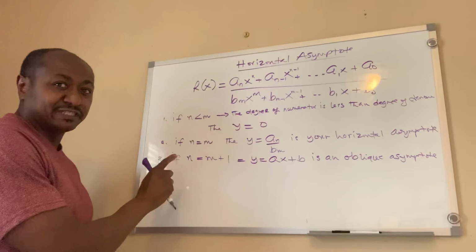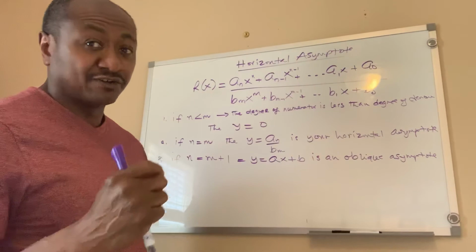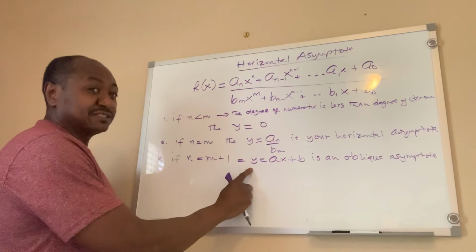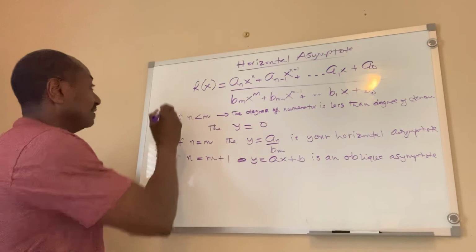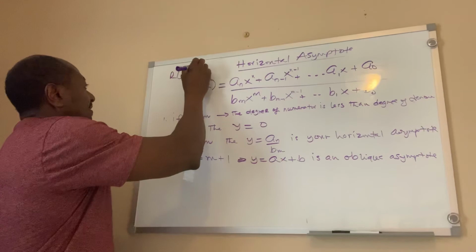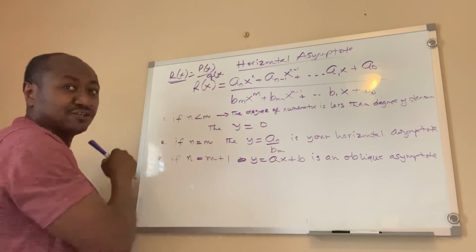So we're saying that when the degree of the numerator is exactly one more than the degree of the denominator, then you have an oblique asymptote. Okay, you get the oblique asymptote by dividing the two rational functions. The rational function is p of x divided by q of x. So this will be your oblique asymptote when you divide. This is the quotient when you divide p of x by q of x. That is your quotient. And we'll look at how you get that.